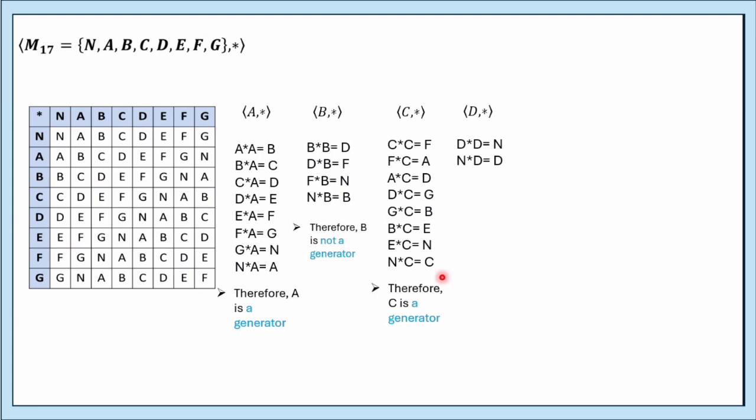For D, we have D star D is equal to N and N star D is equal to D. Since D failed to generate all the elements of the set, D is not a generator.